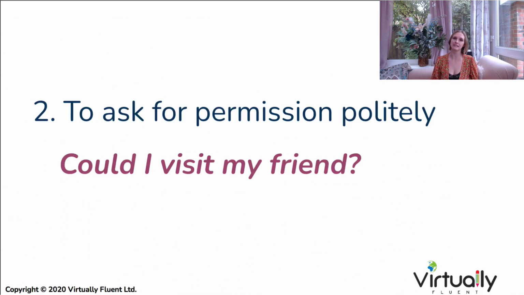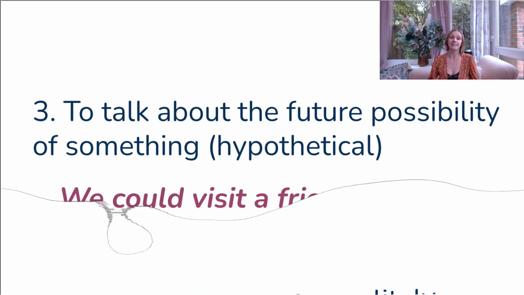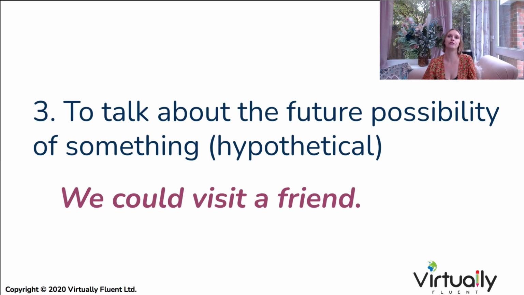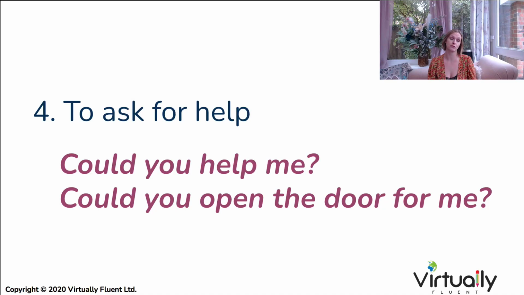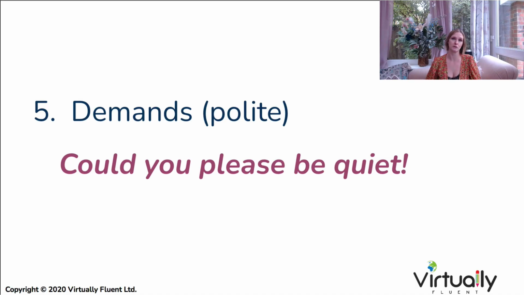Similar to can, we can use it to ask for permission, but it is a lot more polite than using can. For example, could I visit my friend? The next situation would be a future possibility, a kind of hypothetical situation when you are offering suggestions. We could visit a friend, or we could go to the cinema. The same as can, it's also used to ask for help, but again, a lot more polite. For example, could you help me? Could you open the door for me? And similar to can, it can also be used for demands or requests, but again, it is a lot more polite. Could you please be quiet?